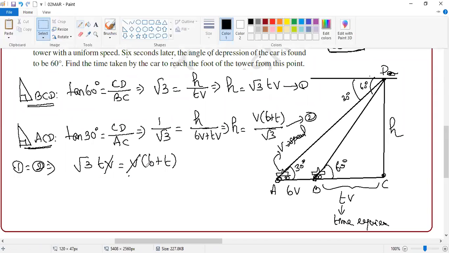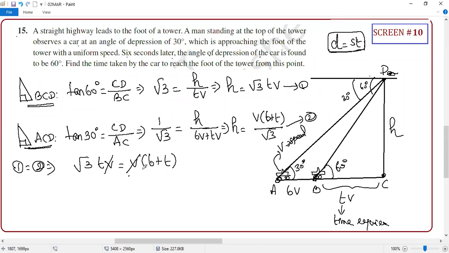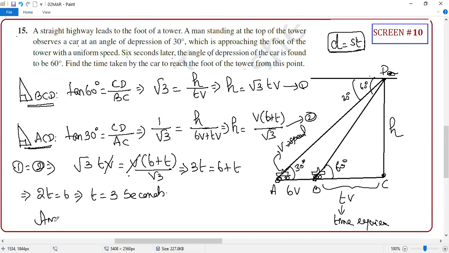Okay, so here you will get what? Root 3 is the denominator, correct or not? Now you bring this guy, correct or not? So what is that? 3T. 3T equal to 6 plus T. Now you can bring this to this side. 3T minus T is what? 2T equal to 6, which implies T equal to 3 seconds. You can write the answer, student.